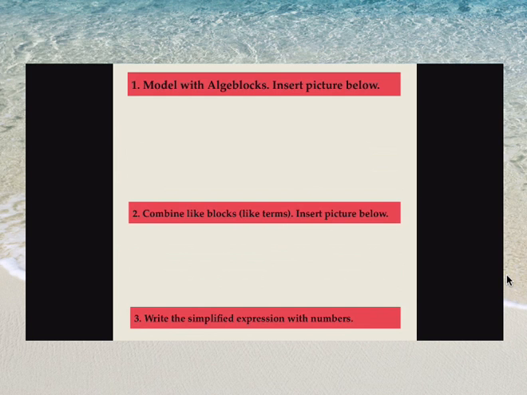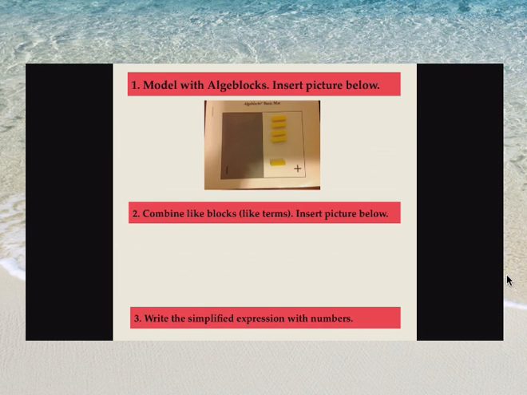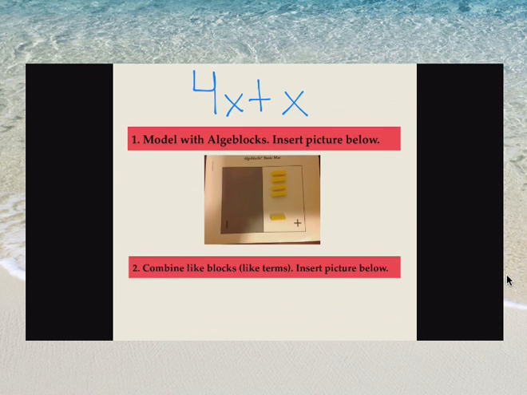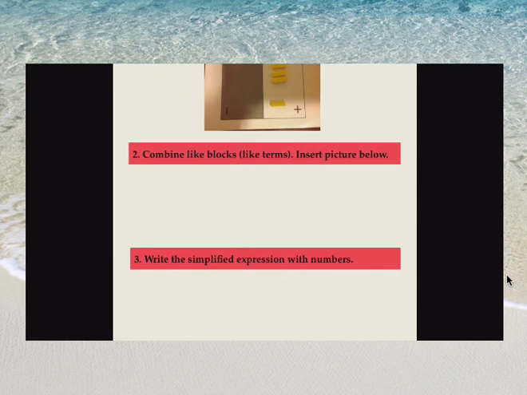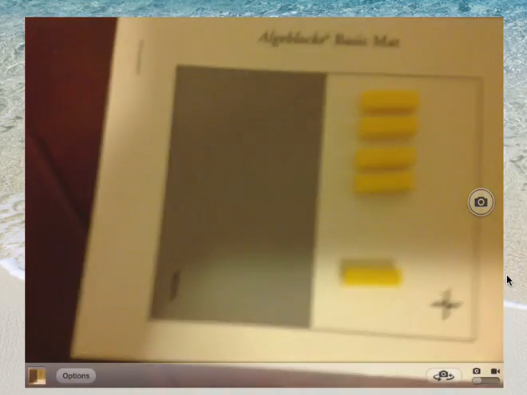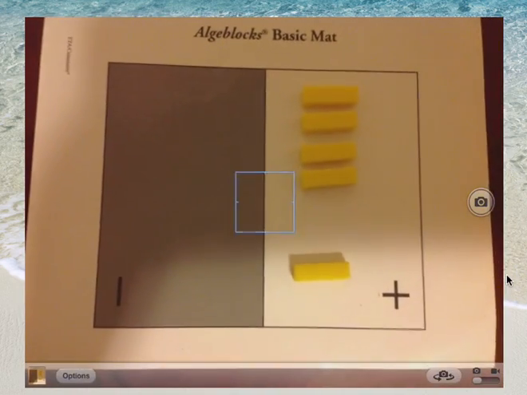Okay. Here we go. So we've got our beginning expression now. This is what it looks like, 4x plus x, before we simplify it. Now our next step is to combine like terms and take another picture. So that means I'm going to combine any blocks that are the same.